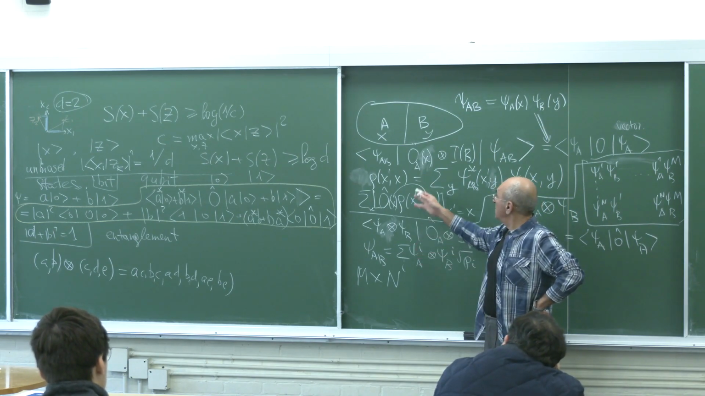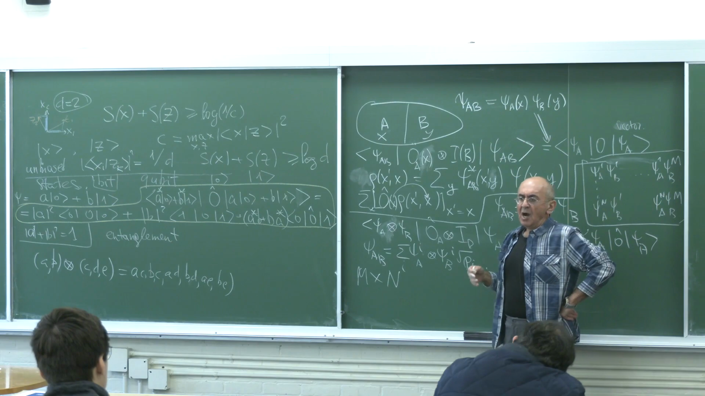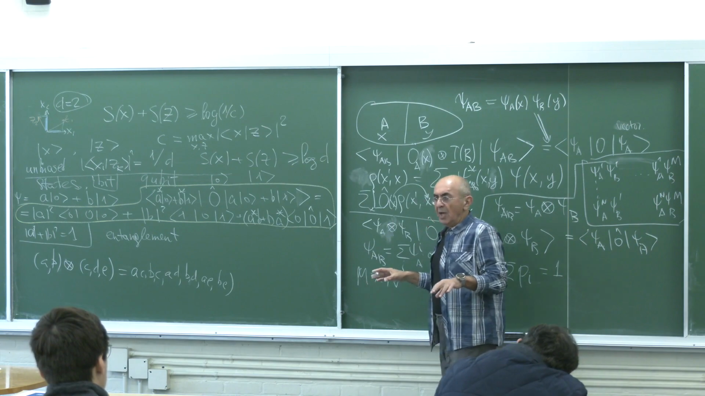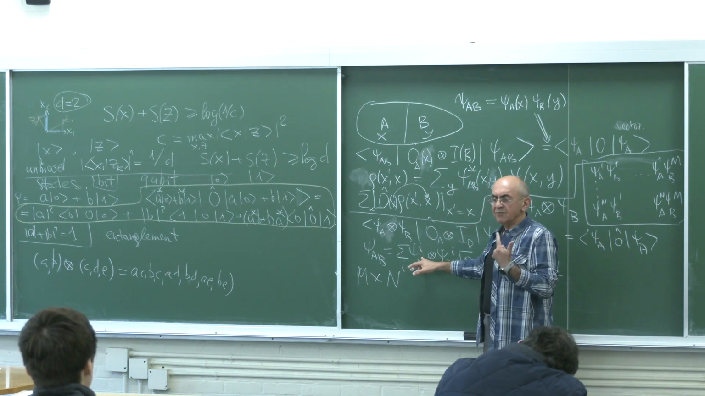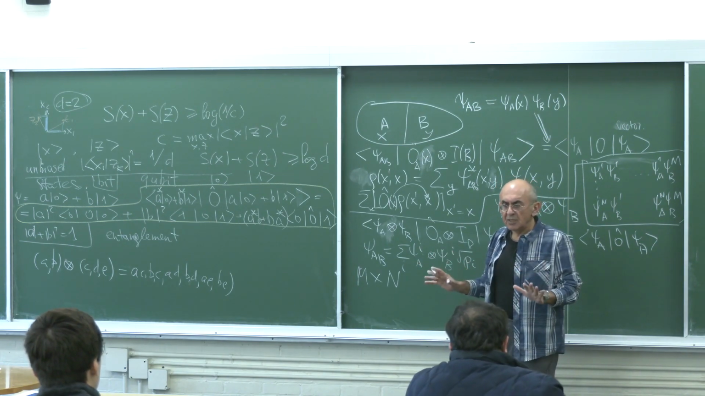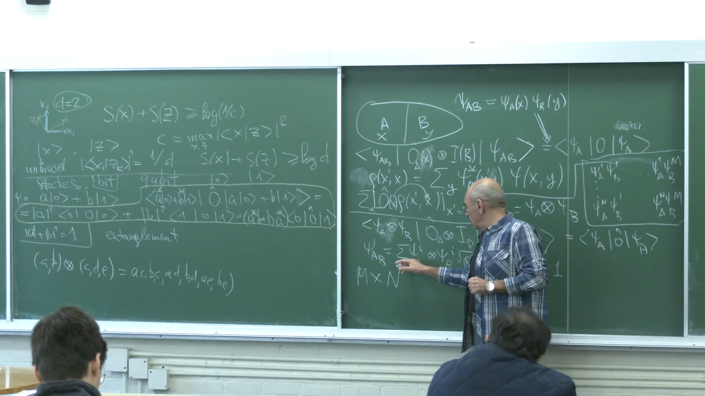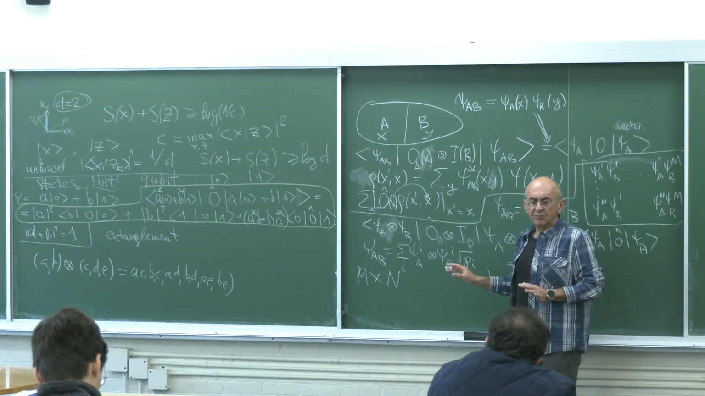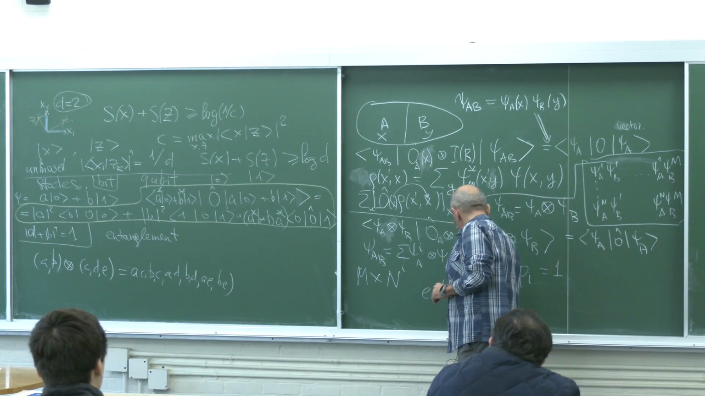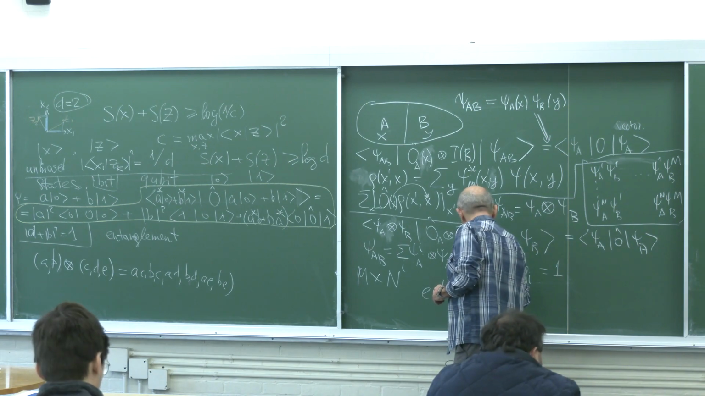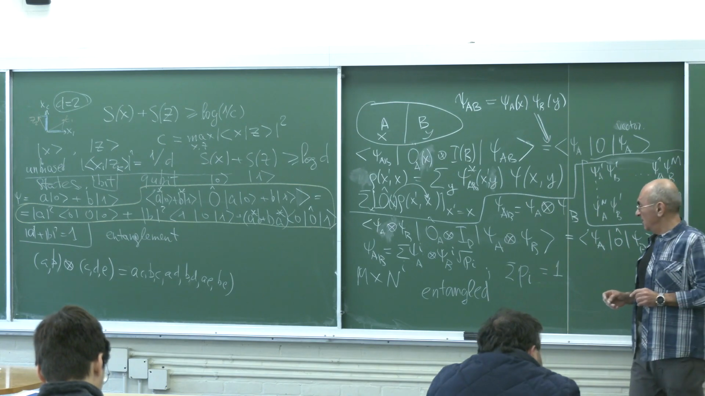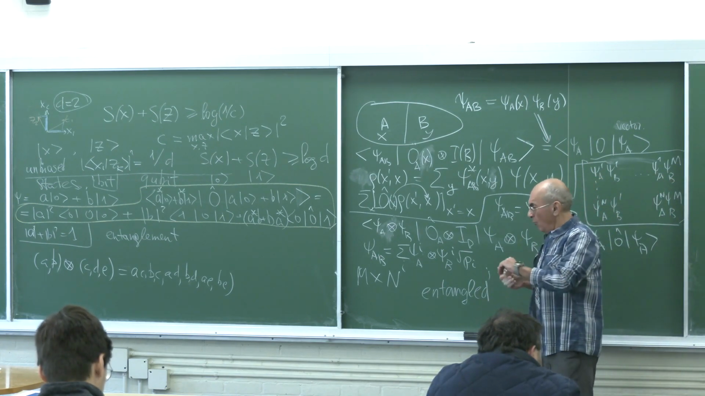So the states of system A and the states of system B are not factorizable. And if in this sum there is more than one term, this is called entanglement. That's a definition. Entanglement is the following statement: if in this sum there is more than one term, then A and B are entangled. And the rest of the lecture will be an exploration of what it actually means, that entanglement. Okay?